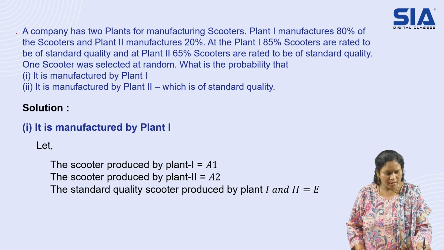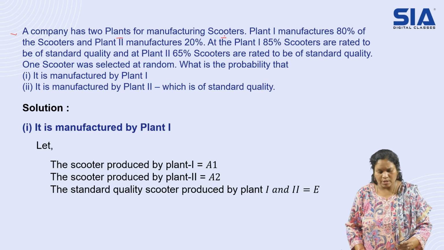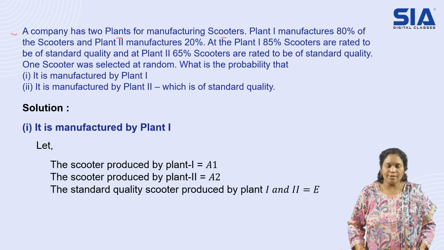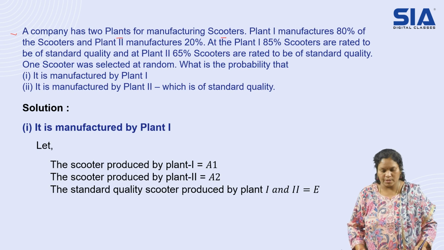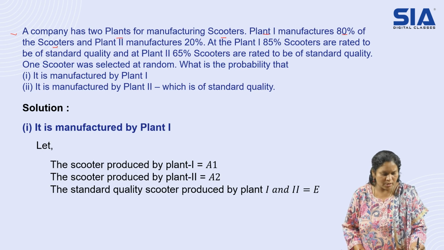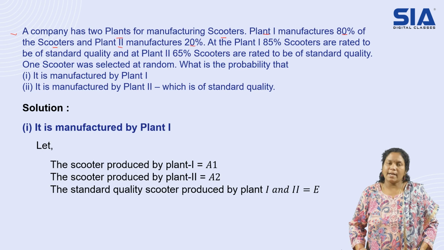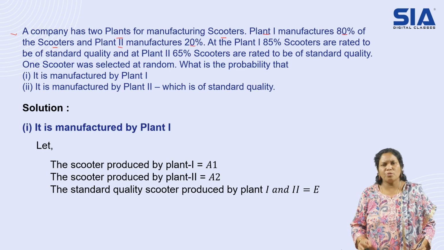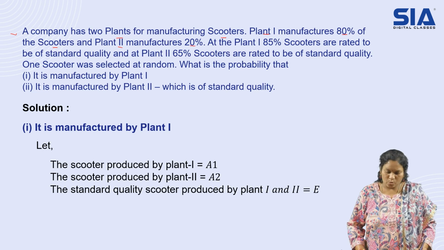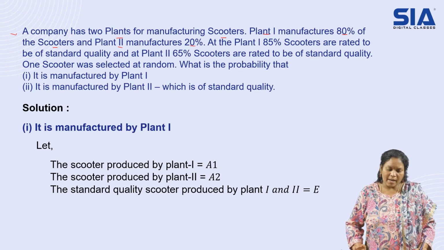Here a company has two plants for manufacturing scooters. Plant 1 manufactures 80% of the scooters and plant 2 manufactures 20%. Two plants means two different branches or two different machineries they are using. So plant 1 manufactures 80%, and plant 2 manufactures the leftover 20% of scooters.